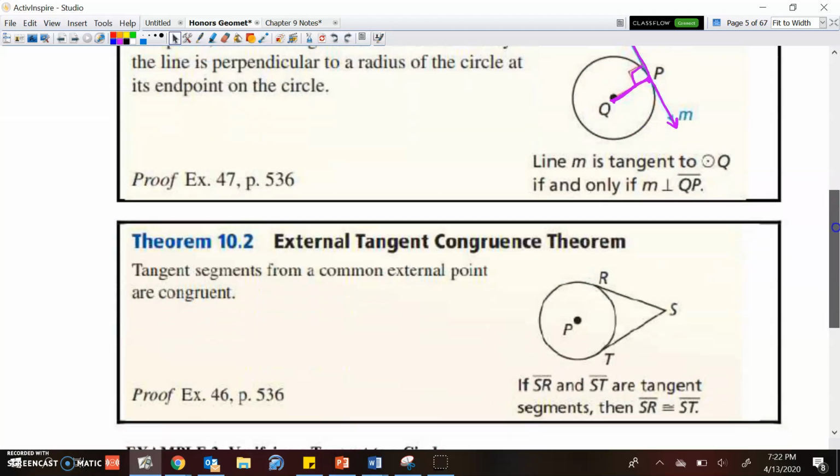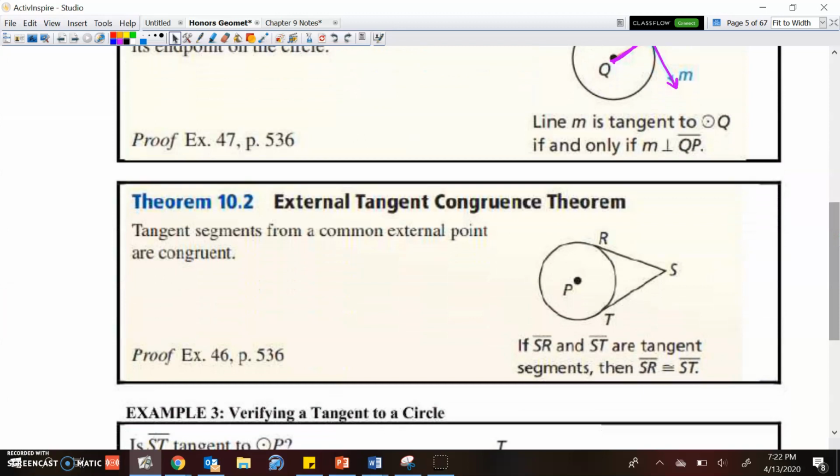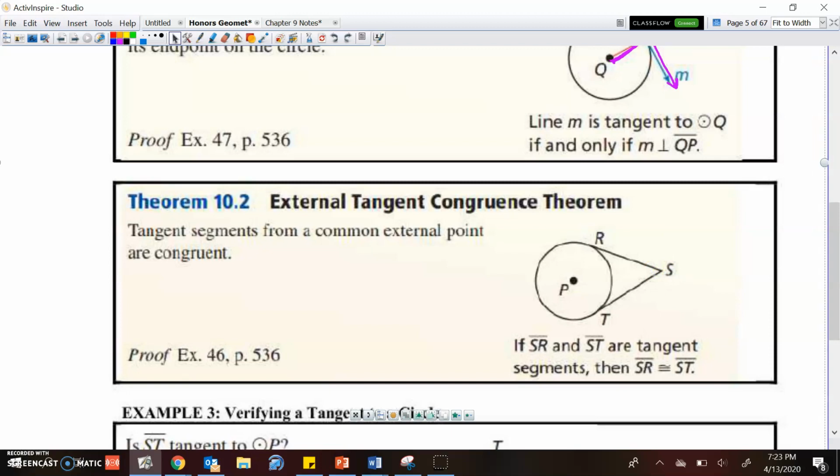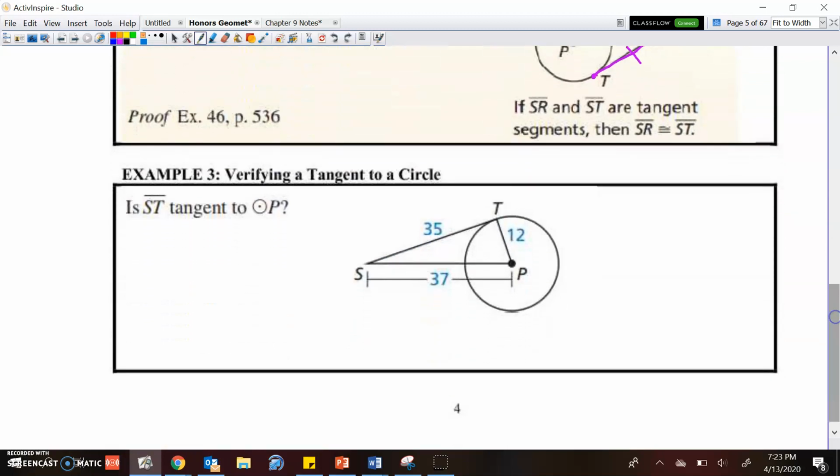Okay? And the second theorem says the external tangent congruence theorem, that 2 tangents from a common external point are congruent. So we have this point S right here. If we have this point S, then we're able to say that if I draw a tangent line to my circle here, and then to my circle here at endpoints R and T, these are my points of tangency, then these 2 segments are going to be congruent. Okay? All right, let's apply these.